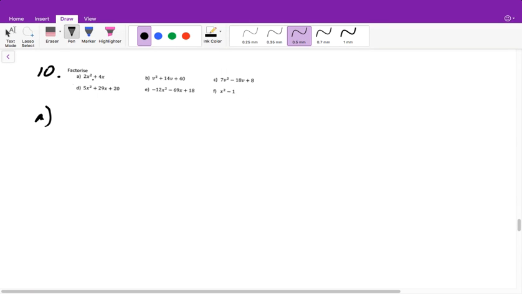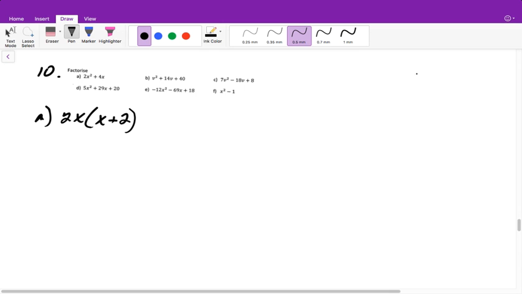For A, we have an x. There's nothing else. So our GCF, remember, that's what we always look for first. So that would then be 2x. I'm sorry, they each are even, so we can factor out a 2x. So that would then be leaving us with x plus 2.